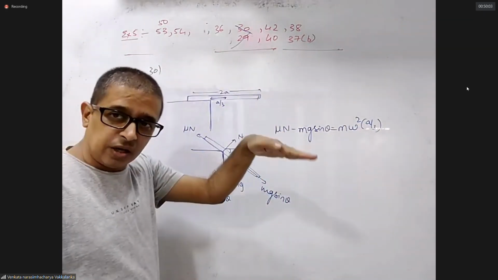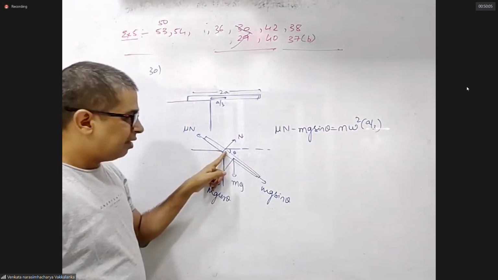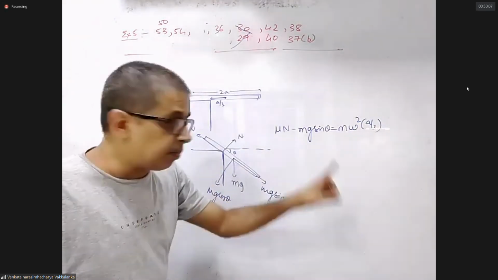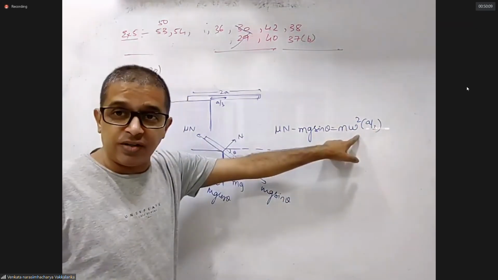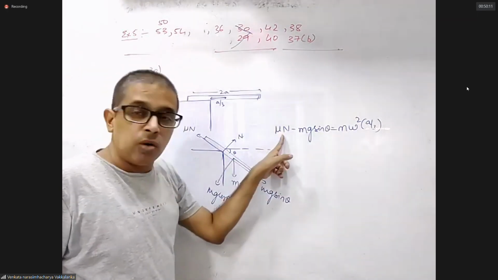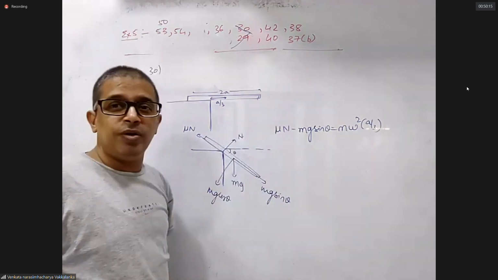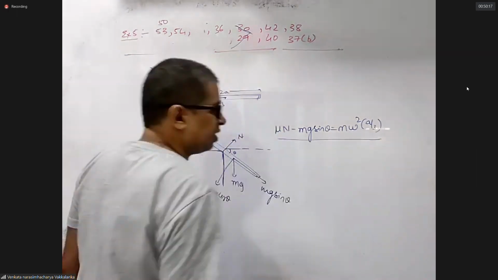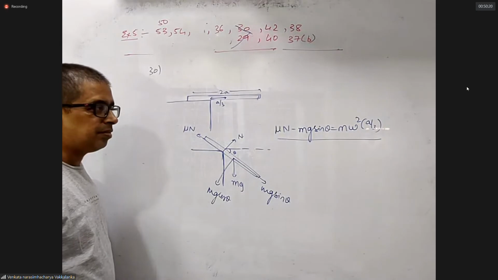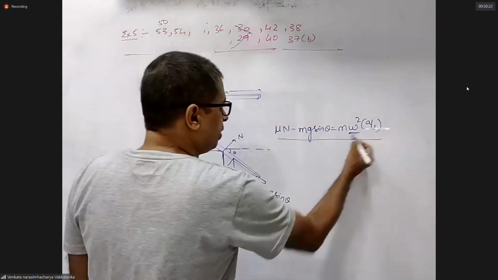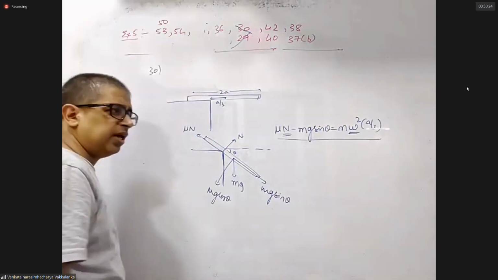The fact that the rod is rotating, the fact that it is just about to slip. The rod is rotating, which provides the required centripetal force. Just about to slip, where did you incorporate? The fact that friction is mu N. This is my first equation. Now, if you can substitute omega, then your job is done.